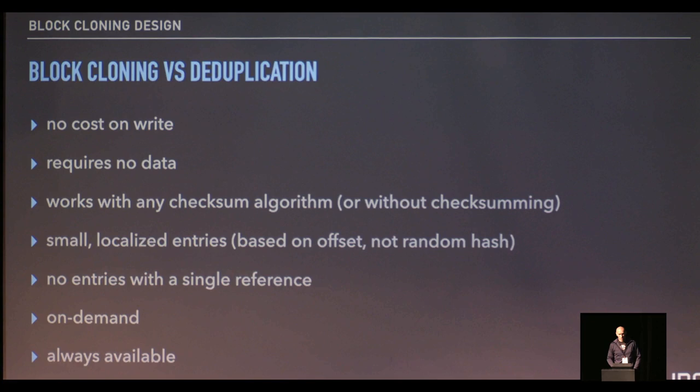With deduplication, the key is the hash. So especially with a cryptographically strong hash, blocks that reside close to each other on disk can be in totally different parts of the deduplication table. That's why it's really hard to cache the deduplication table, because the blocks are just scattered across the entire table. With BRT, the key is the offset. So entries that are close to each other will be close in the table.